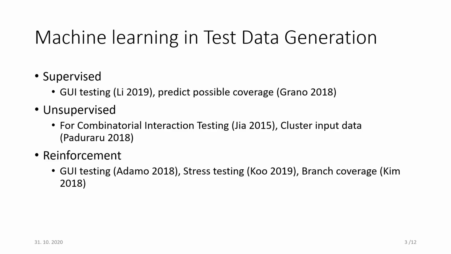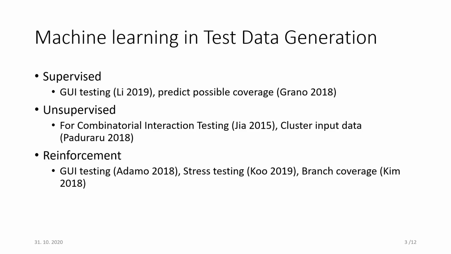Machine learning methods have been applied to this domain of test data generation. In supervised methods, we use labeled data to provide test data. This was, for example, used in GUI testing of Android applications, where they use a dataset of provided actions from real human testers, and their approach has gotten good results compared to that. Or we can predict the possible coverage achieved by various search-based approaches, as running these approaches is often very resource intensive.